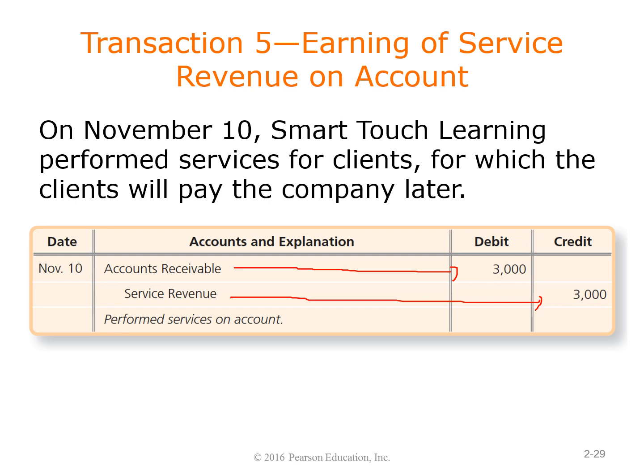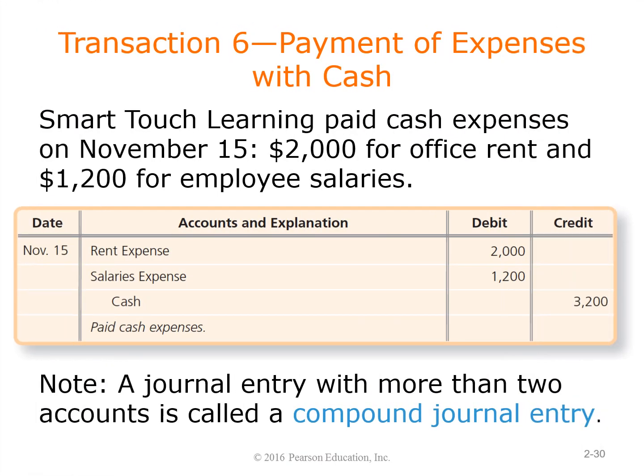Smart Touch Learning paid cash expenses in November: 2,000 for office rent. This is the first type of expense. 1,200 for employee salary. This is the second type of expense, and both must be recorded separately. This is called a compound journal entry, as we can see, because we have two debit balances and one credit balance. So rent expense 2,000, salaries expense 1,200, and the cash is credited with the total, which is 3,200.